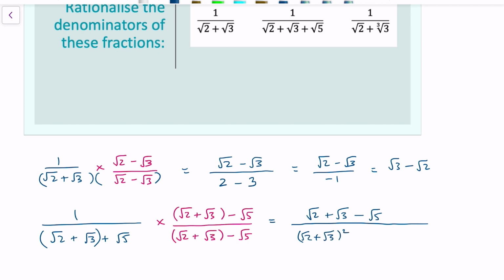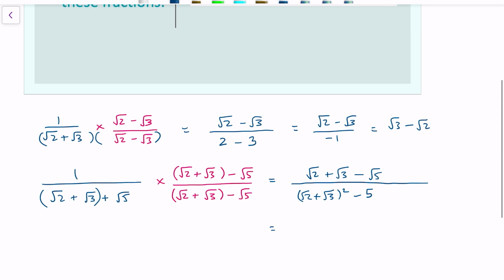We've got root 5 times the bracket. We've got minus root 5 times the same bracket. So that stuff all cancels. I don't need to expand it. And then we've got root 5 times minus root 5, which is minus 5. And we haven't really finished because the denominator is still irrational.